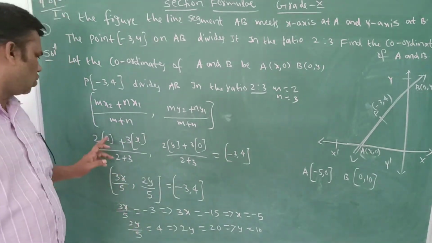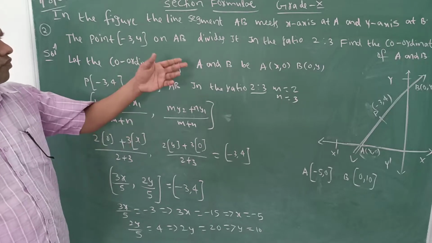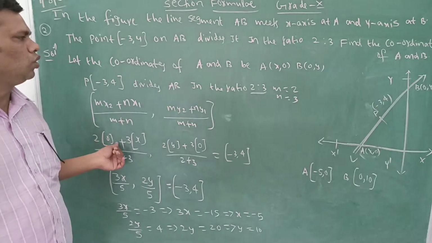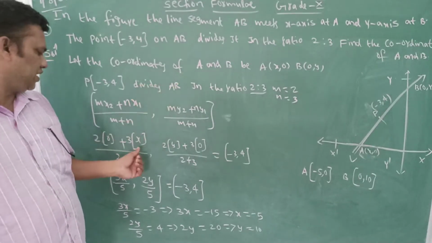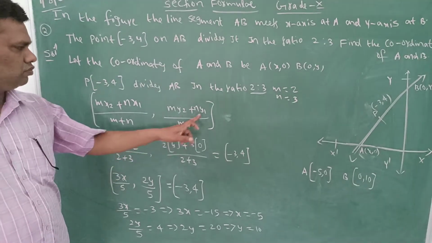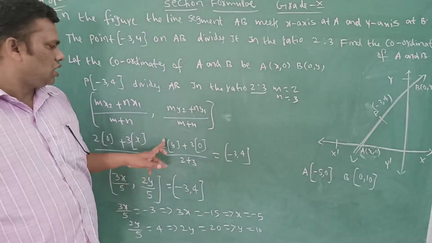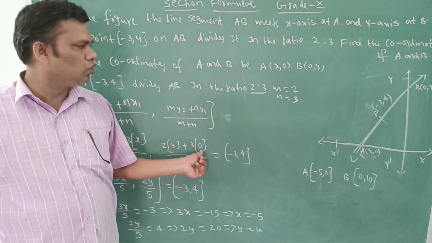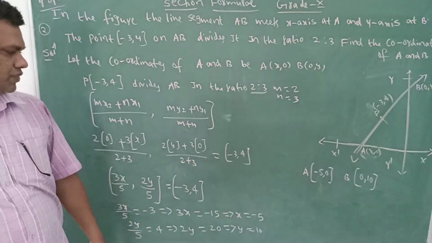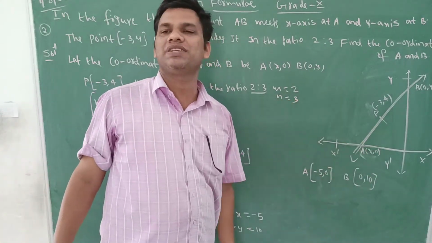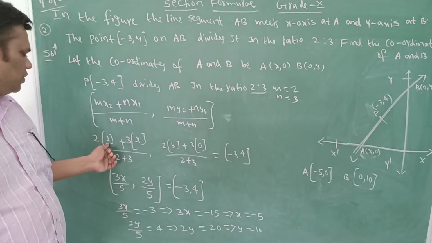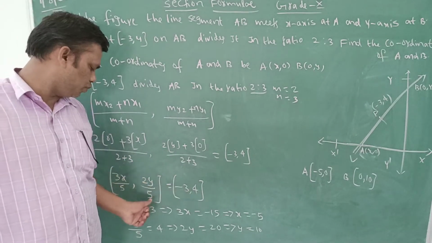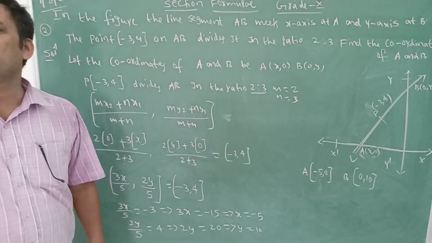So see, here x1, y1, x2, y2: that is m into x2, means 2 into 0, plus n is 3 into x1, means x, upon m plus n, 2 plus 3. Again m means 2 into y2, means y, plus n means 3 into y1, means 0, upon m plus n, 2 plus 3. This is equated to what? P point (-3, 4). So 2 into 0 means 0, 3 into x, 3x upon 2 plus 3, 5; 2 into y, 2y upon 2 plus 3, 5, is equal to (-3, 4).